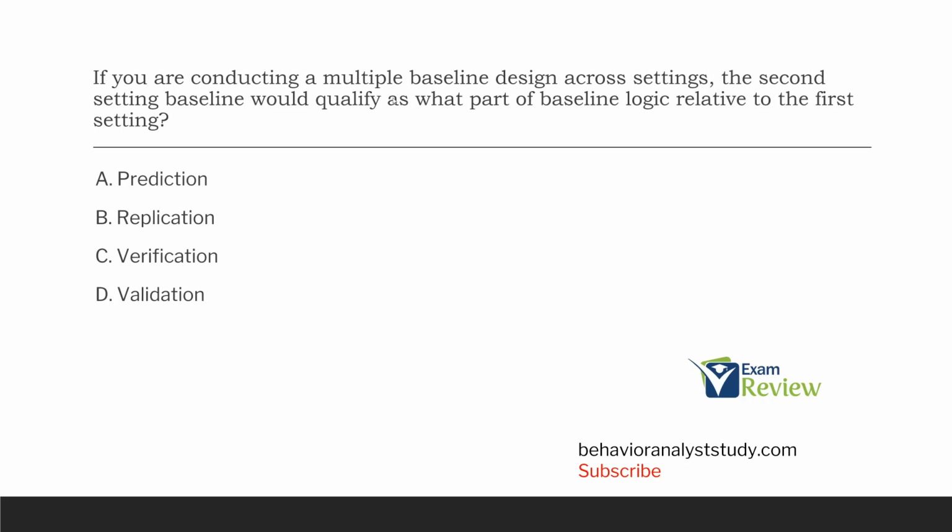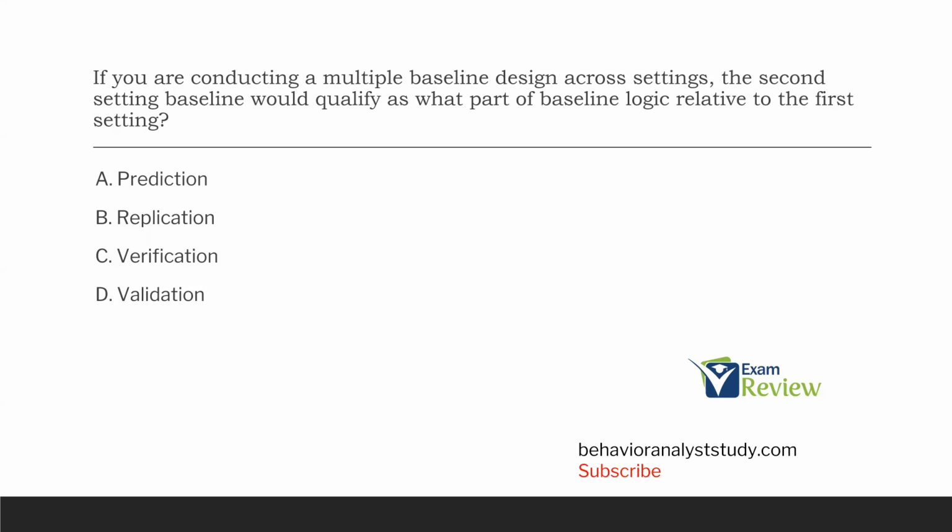So we know we're using a multiple baseline design across settings. So in your head, picture multiple baseline design across settings. Let's say we have 3 settings. We're looking at the second setting relative to the first. So let's ask ourselves, what part of baseline logic are we looking at in the first setting? Well, we have our baseline, and we're going to do what? We're going to predict what will that baseline look like if we don't intervene. So in our first setting, we have our prediction. If we have our prediction in our first setting, the baseline in the second setting is going to do what? Well, it's going to verify that prediction in the first setting.